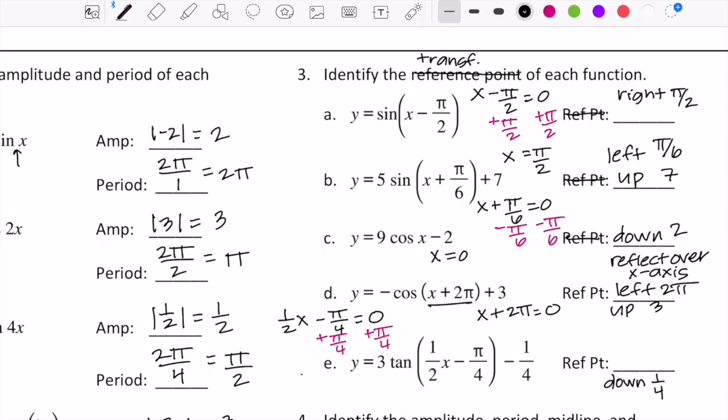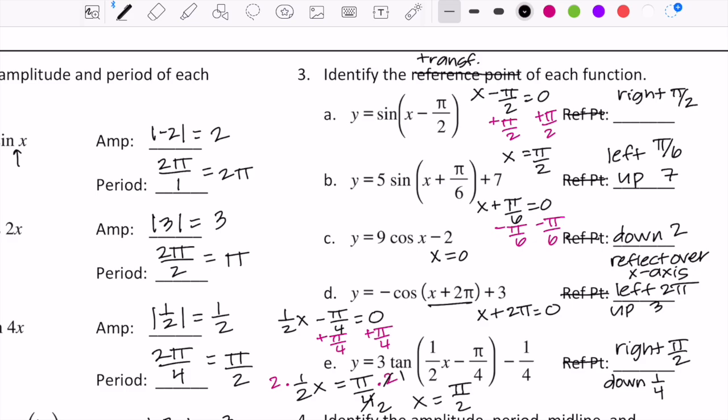So that gives me 1/2 x equals positive pi over 4. Then I'm going to multiply both sides by 2. So then I get x equals, I can reduce this 2 and that 4. 2 goes into 2 once and 2 goes into 4 2 times. So that leaves me with just x equals pi over 2, which means this is going to go right pi over 2.